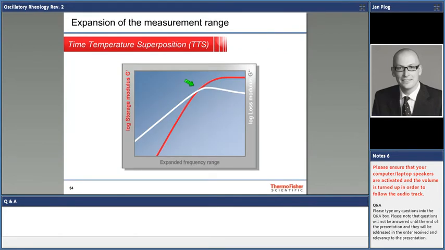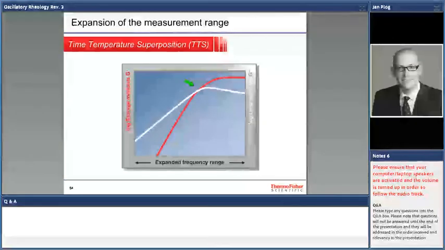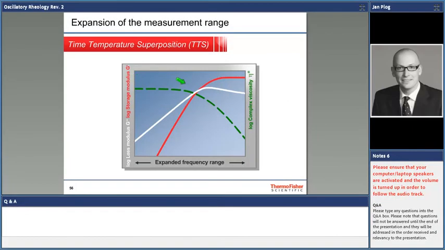And of course this does not just account for the moduli, but also for the viscosity. We also track the complex viscosity, which I was talking about earlier, now over a very broad range of characteristic speeds.